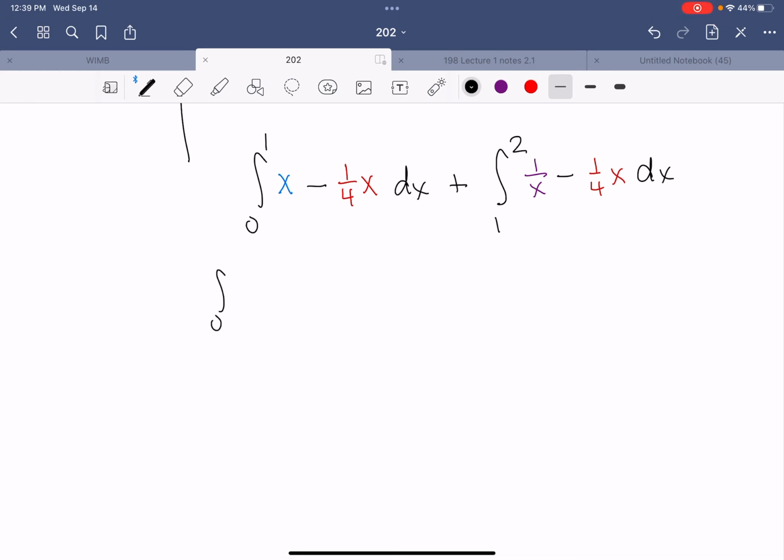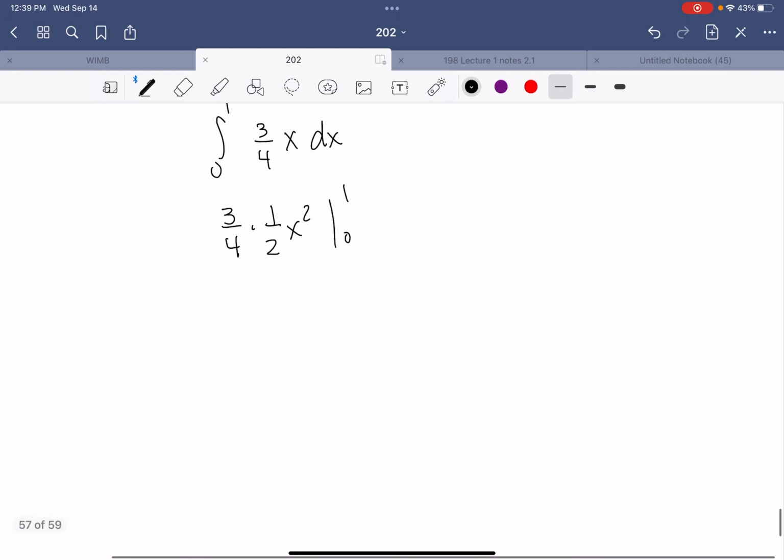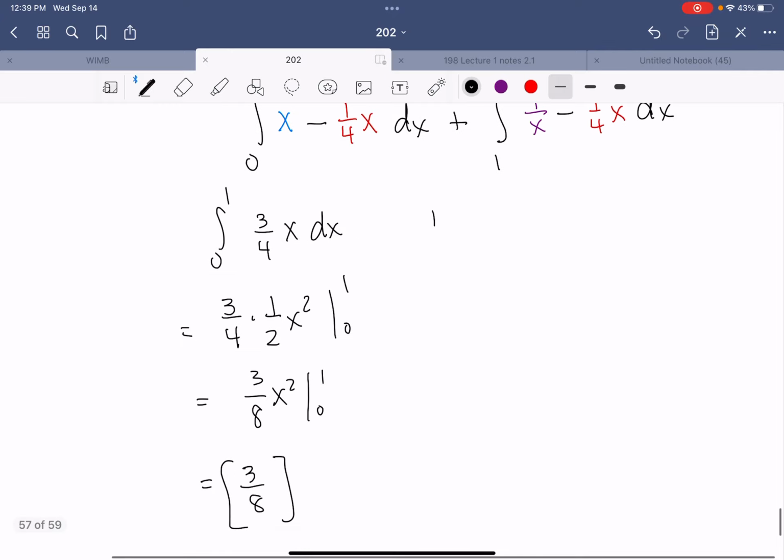On the one on the left, I can combine those and get the integral of 3/4 x dx. That's 3/4 times 1/2 x squared, evaluated from 0 to 1. And that's going to be 3/8 x squared evaluated from 0 to 1. When you plug in 1, you get 3/8. And when you plug in 0, you get nothing. So far I have 3/8.